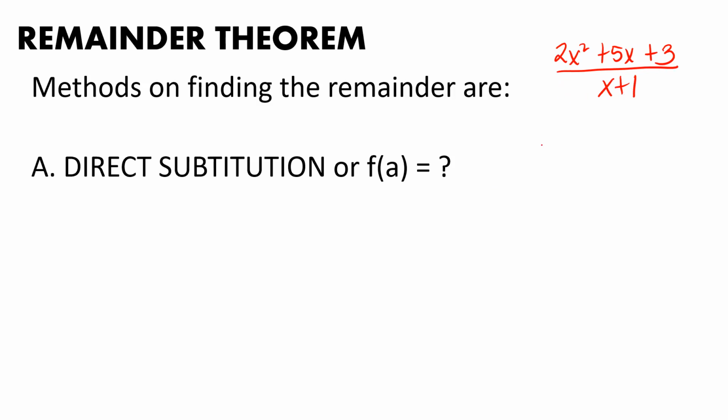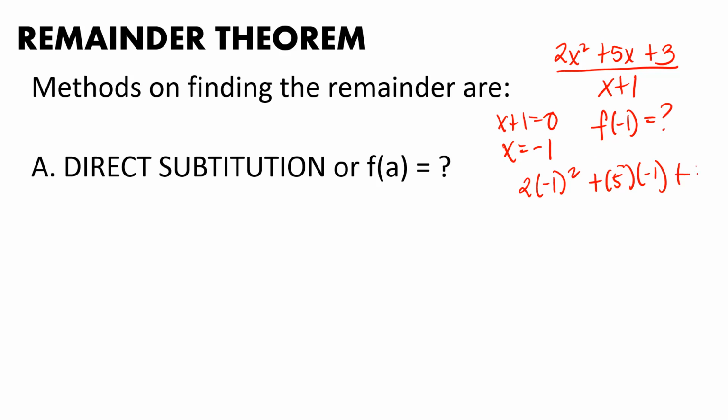If we are looking for the remainder, we find the new divisor: x plus 1 is equal to 0, x is equal to negative 1. So, f of negative 1 is what we are looking for. Every x becomes negative 1. So, it becomes 2 times negative 1 squared plus 5 times negative 1 plus 3. Negative 1 squared is positive 1. So, 2 plus negative 5 plus 3. 2 plus 3 is 5, minus 5 is 0. Okay? So, our remainder is 0.